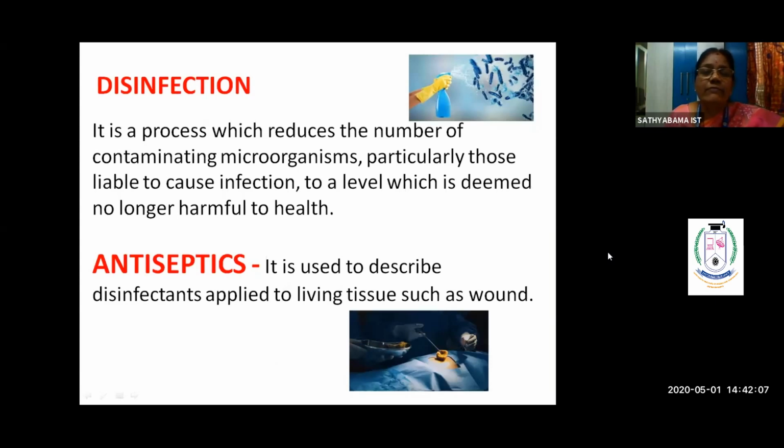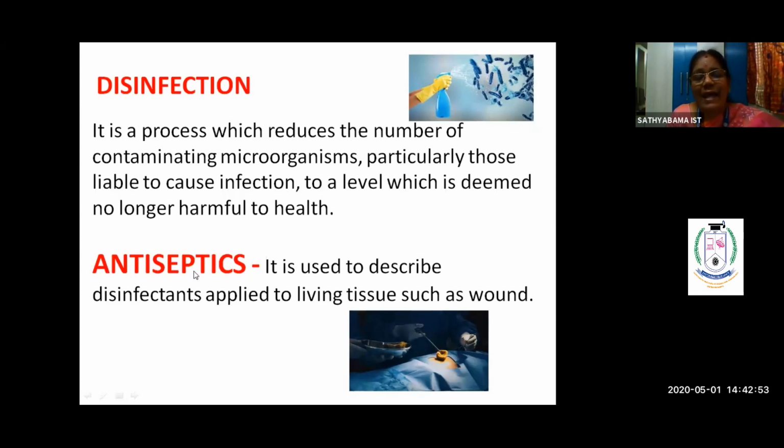Then coming to disinfection. So what is disinfection? It is the process by which the number of contaminating microorganisms, particularly those which are producing disease or causing infection, the pathogenic microorganisms, are reduced to a level which is no longer harmful to health. What is the difference between sterilization and disinfection? Sterilization means 100% removal of microorganisms, whereas disinfection means you are only reducing the disease-producing microbes to a level that is no longer harmful enough to produce the disease.